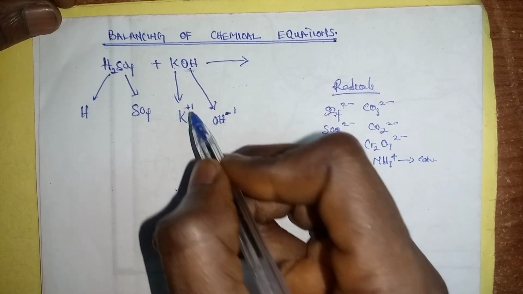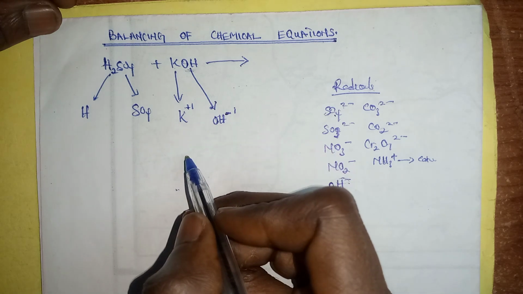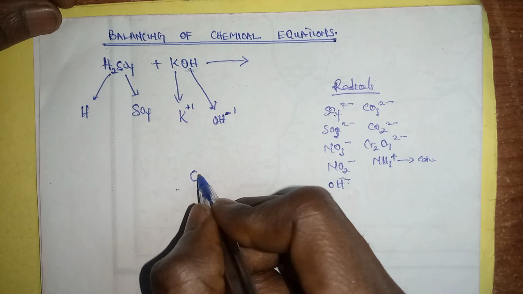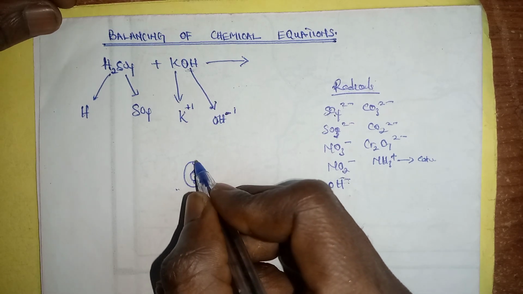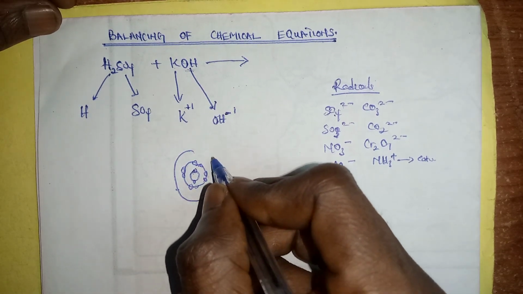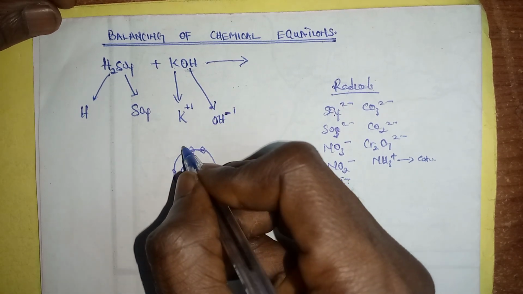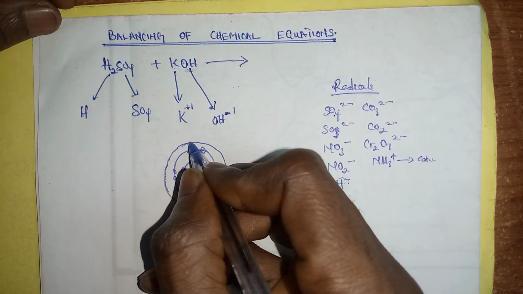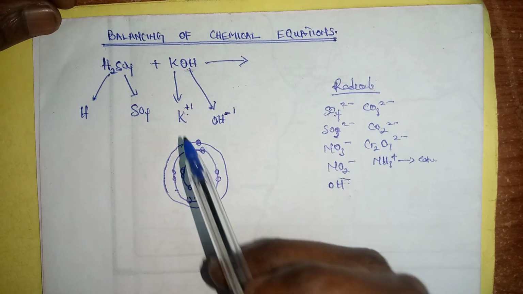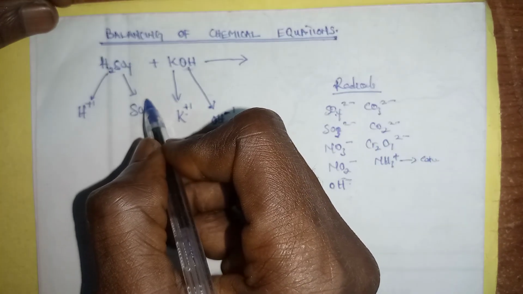Potassium belongs to group 1 elements. They will always have a charge of +1. You know potassium has atomic number 19. So if you count 1, 2, 3, 4, 5, 6, 7, 8, 9, 10, 11, 12, 13, 14, 15, 16, 17, 18, 19. See now, it has one valence electron. So that's why potassium is +1. Hydrogen is also +1, and the SO4 is -2.